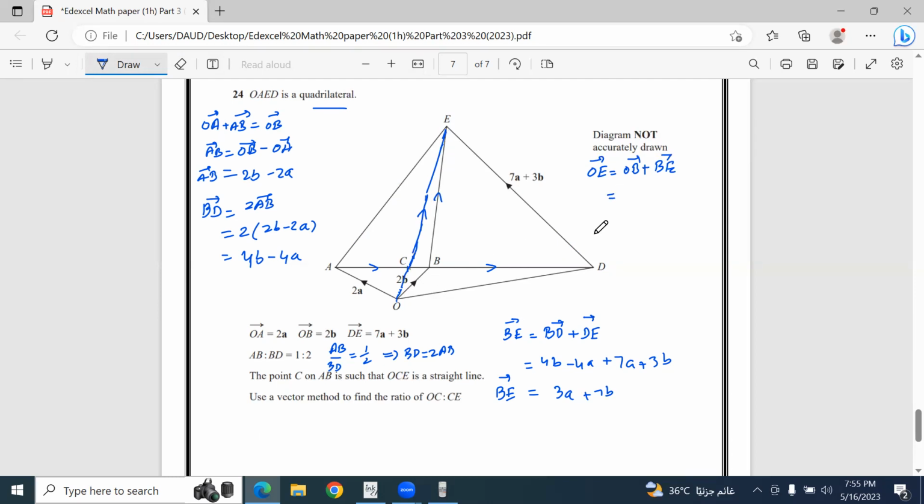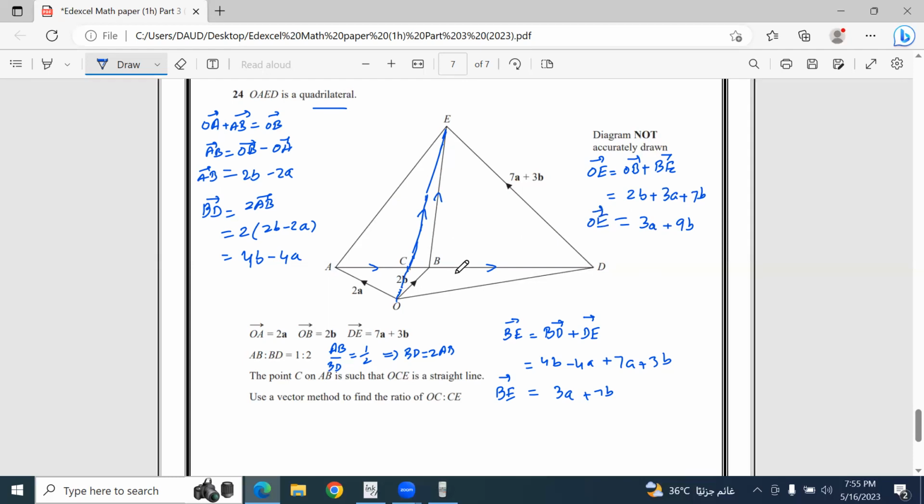So OB, we know that it is 2B, and BE just now we find out, which is 3A plus 7B. So we can add the like terms. So it is 3A plus 9B. So we find out OE also. Now they want us OC to CE.